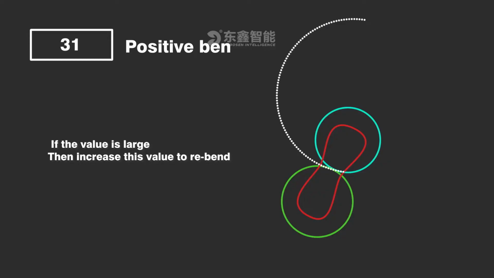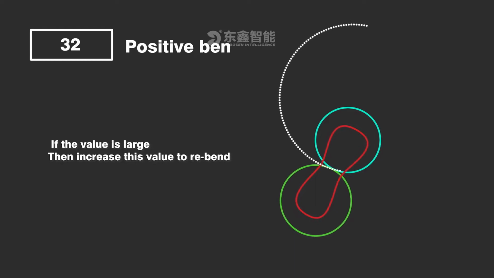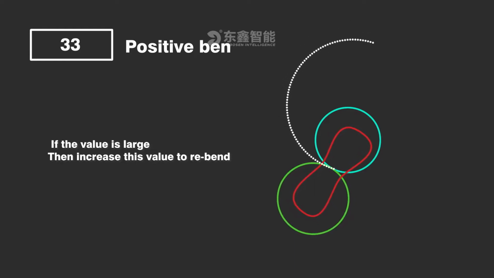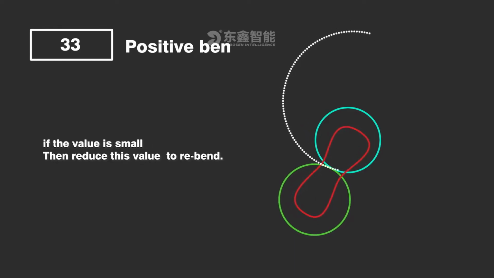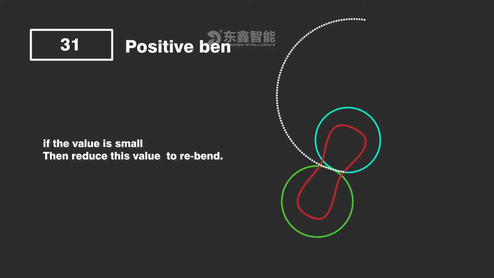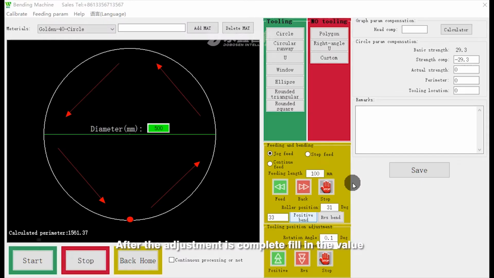If the value is large, then increase this value to re-bend. If the value is small, then reduce this value appropriately to re-bend. After the adjustment is complete, fill in the value into the circle parameter comp and save it as actual strength. Click Save.